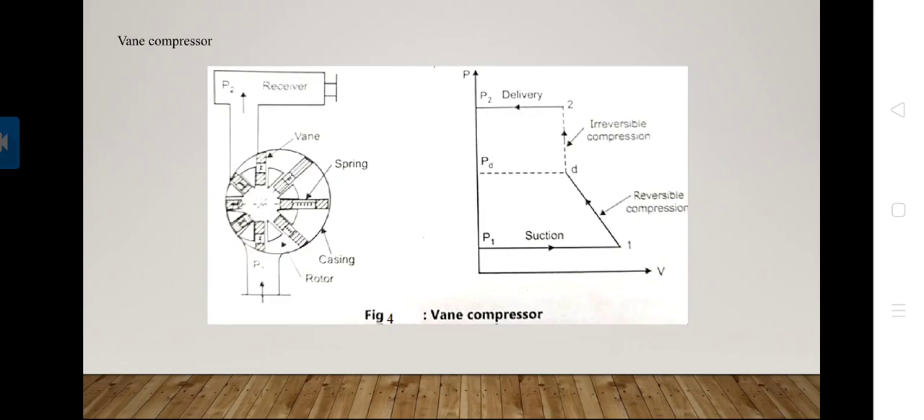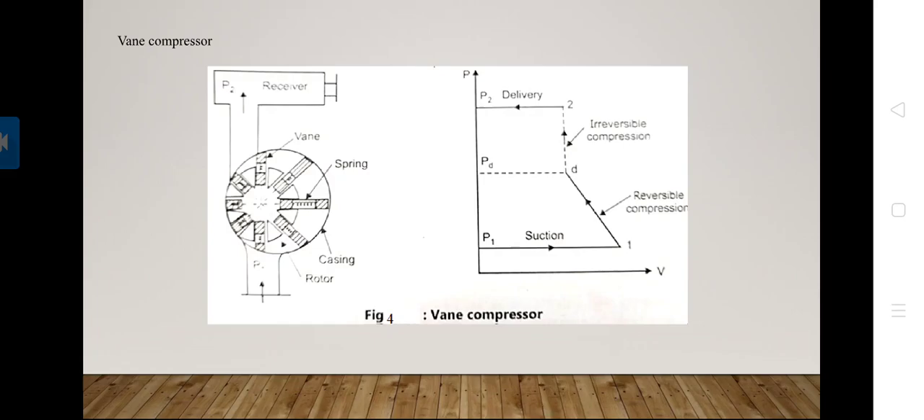Now we see the vane compressors. In the figure we see there is a rotor and casing, and in the rotor there are a number of vanes, and springs are also situated in the vanes. It consists of a rotor located eccentrically in a cylindrical outer casing, and the rotor carries a set of spring loaded vanes in the slots of the rotor. The volume of air V1 at atmospheric pressure P1 is trapped between two vanes. As the rotation proceeds, the trapped air is first compressed reversibly from condition 1 to D.